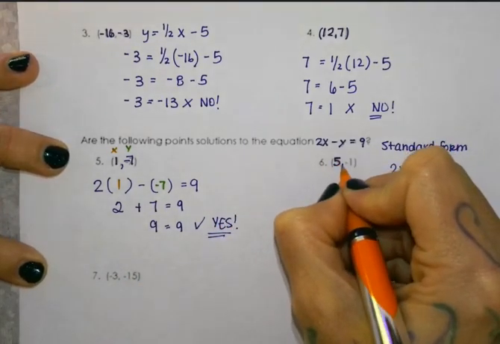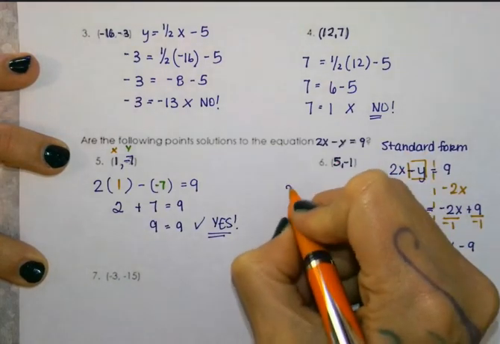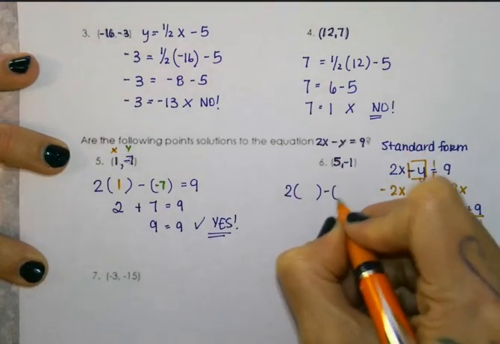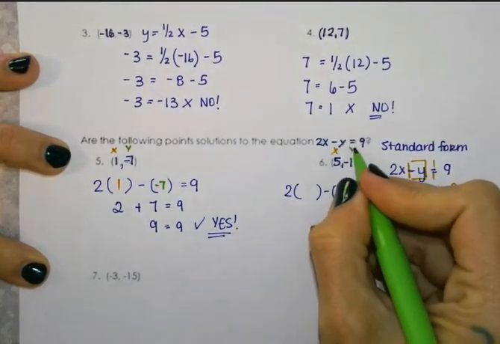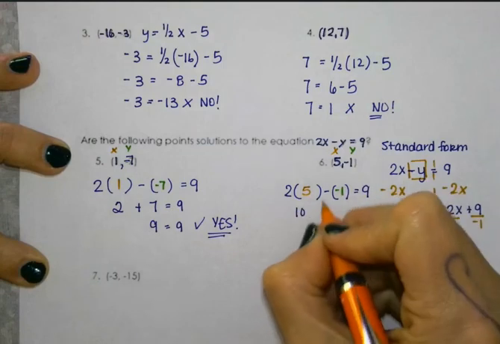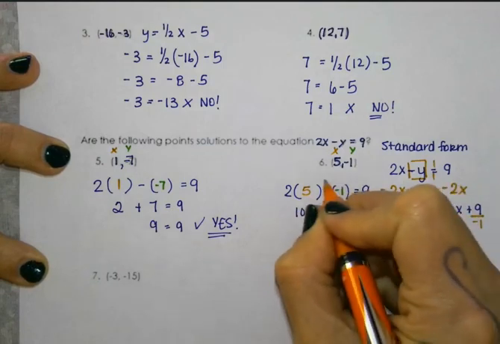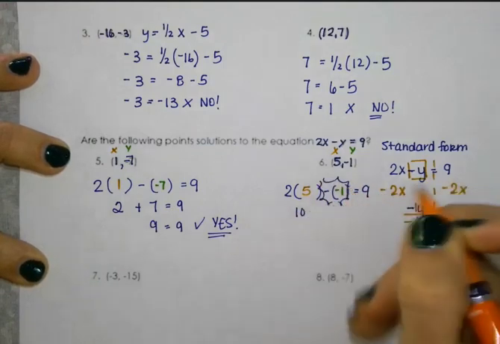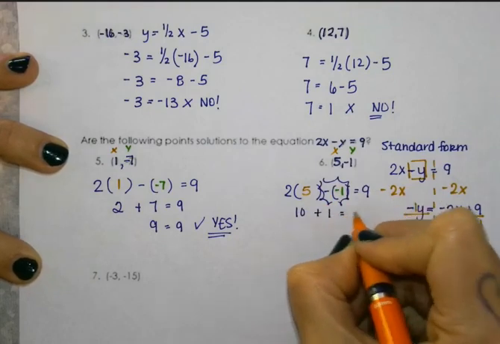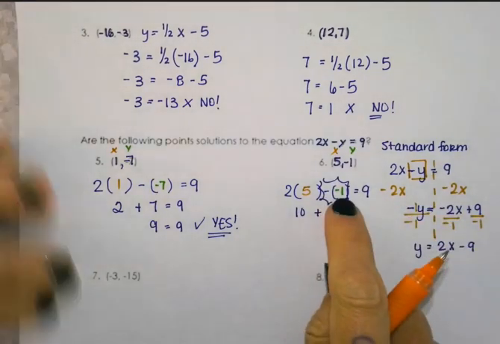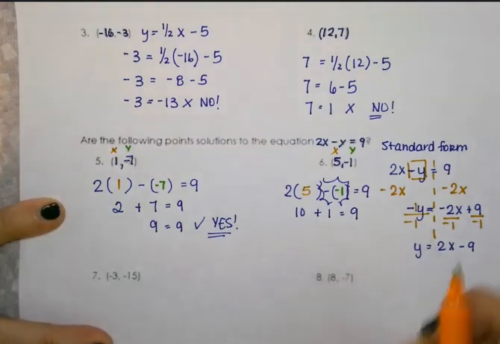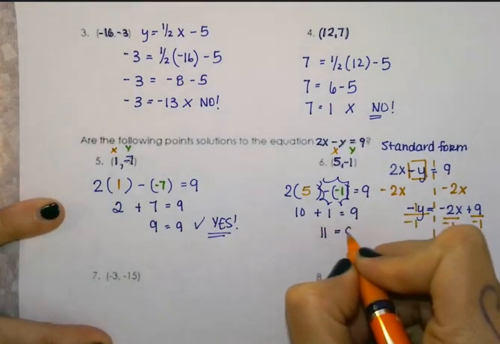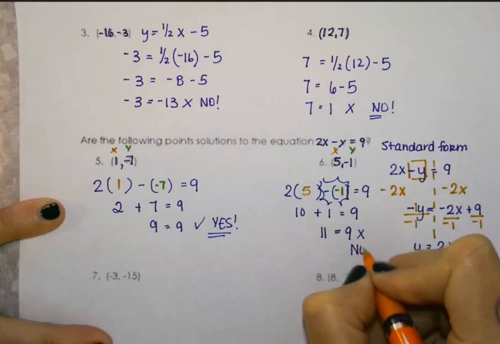Number 6, we have (5, -1). So again, 2 open parentheses, minus open parentheses, equals 9. We have our x value and our y value. Go for it. Okay, so 2 times 5 is 10. Minus minus. Again, they're making sure you're paying attention here. This is a big common misconception. Plus 1 equals 9, because if we'd messed that up, then we would have gotten 9 equals 9. Really close, but no dice, because 11 is not the same thing as 9. So that is a no.